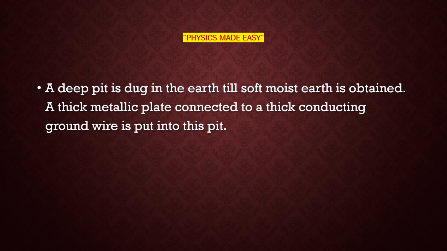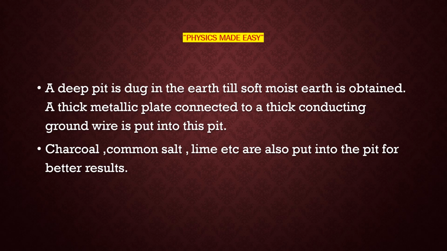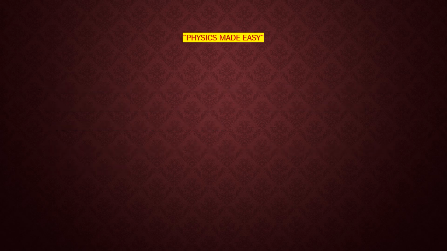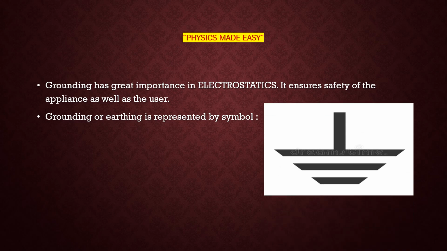For earthing, a deep pit is dug in the earth till soft moist earth is obtained. A thick metallic plate connected to a thick conducting ground wire is put into this pit. Charcoal, common salt, lime, etc. are also put into the pit for better results. Hence, grounding has great importance in electrostatics. It ensures safety of the appliances as well as the user. Grounding or earthing is represented by this symbol.